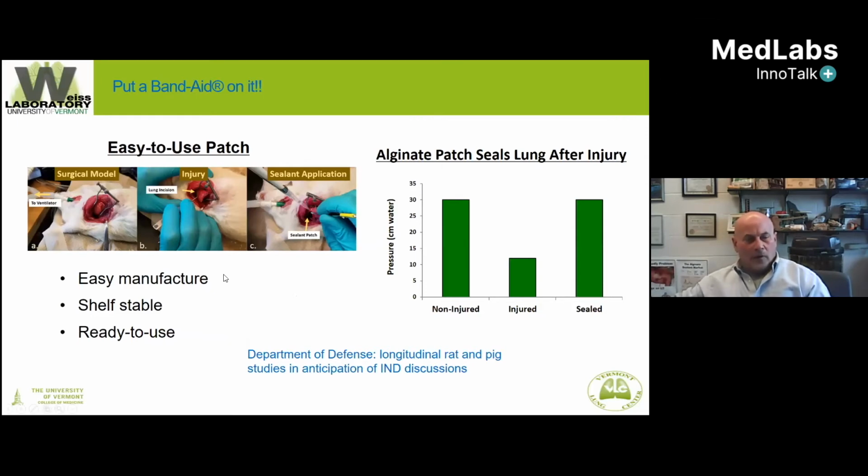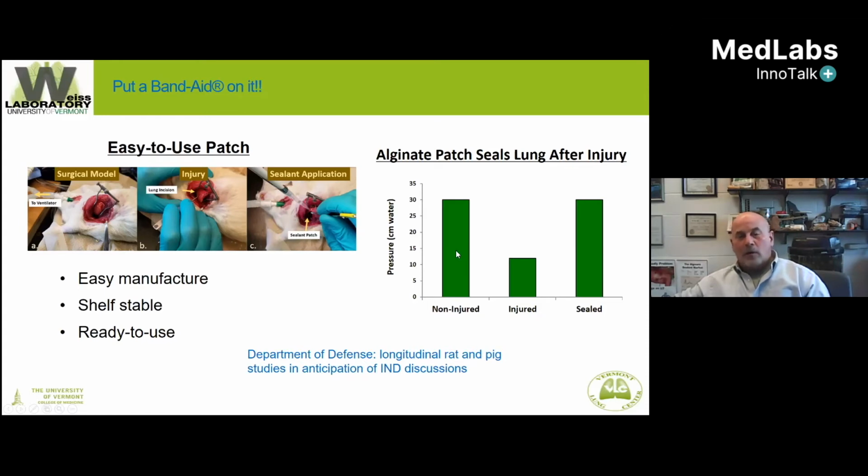It's easy to manufacture, shelf-stable, ready to use. And this is a little gory, but this is a rat in which we have opened up the chest. Here's the lung. We make an incision, poke a hole, and then we can seal it up with this patch, right? See this round patch right there.